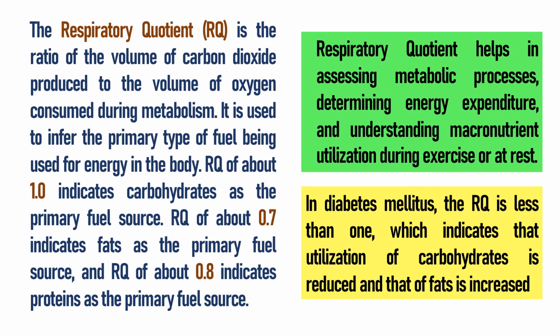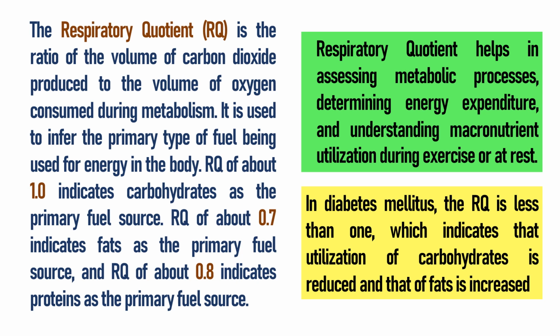The respiratory quotient is the ratio of the volume of carbon dioxide produced to the volume of oxygen consumed during metabolism. It is used to infer the primary type of fuel being used for energy in the body. A respiratory quotient of about 1 indicates carbohydrates as the primary fuel source. A respiratory quotient of about 0.7 indicates fats as the primary fuel source. A respiratory quotient of about 0.8 indicates that proteins are being used as the primary fuel source.